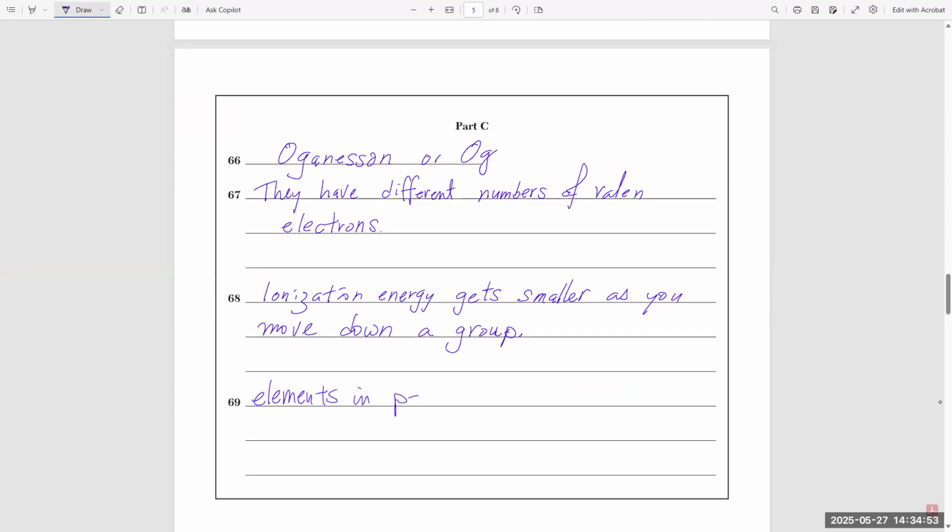So elements in the periodic table are arranged in order of increasing atomic numbers.